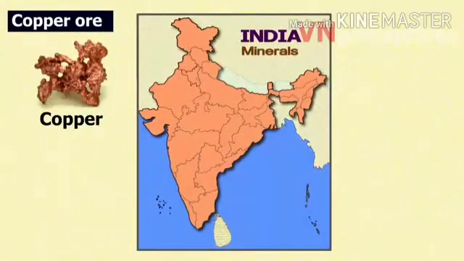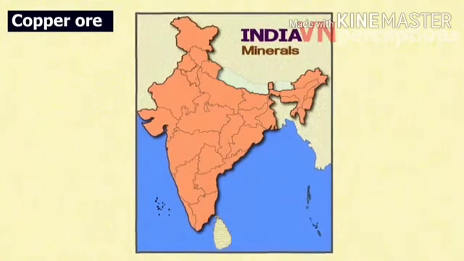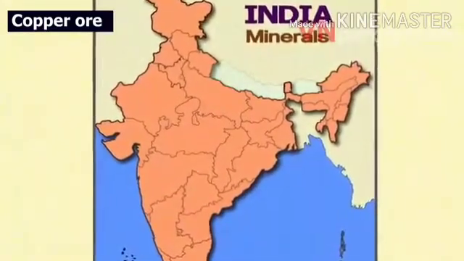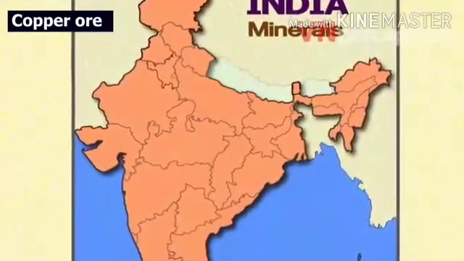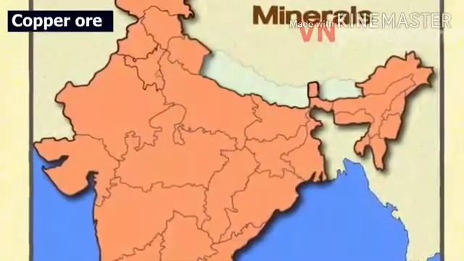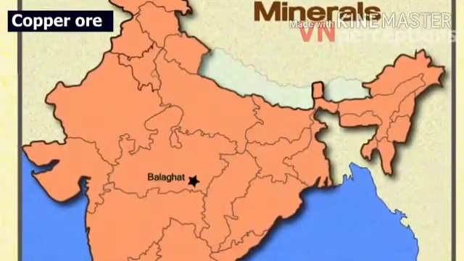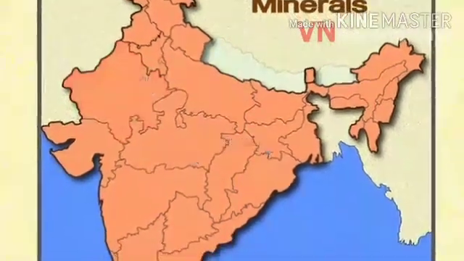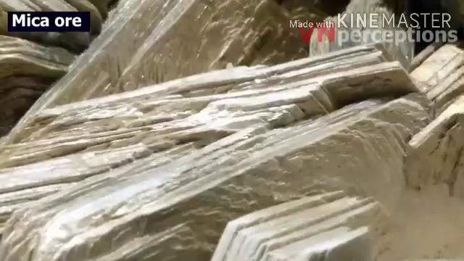Now, India is critically deficient in the reserves and production of copper. Being malleable and ductile and a good conductor of electricity, copper is mainly used in electrical cables, electronics, and the chemical industry. It is found in the Balaghat mines in Madhya Pradesh, Singhbhum district of Jharkhand, and Khetri mines in Rajasthan.